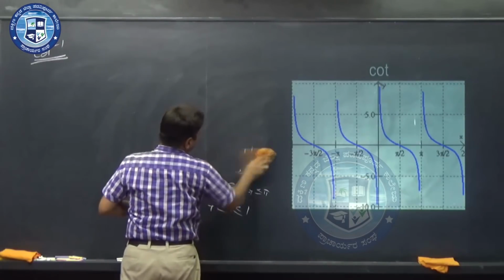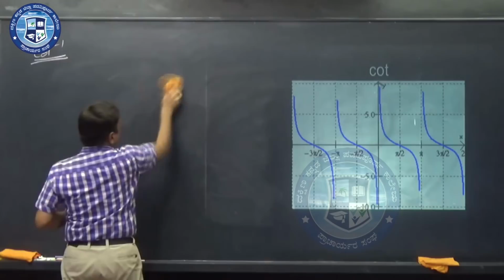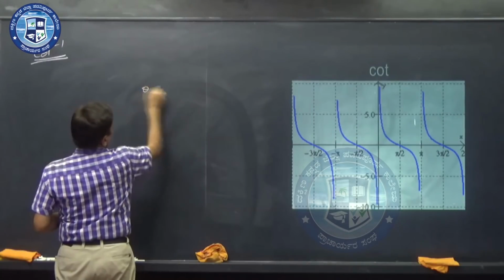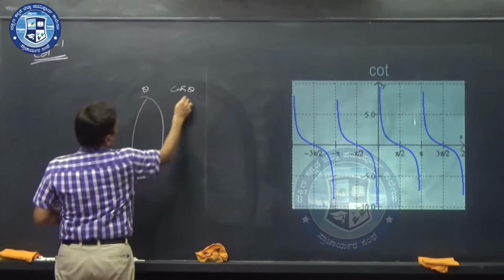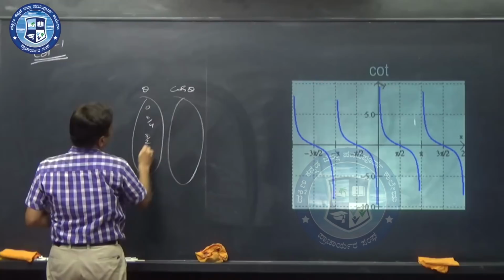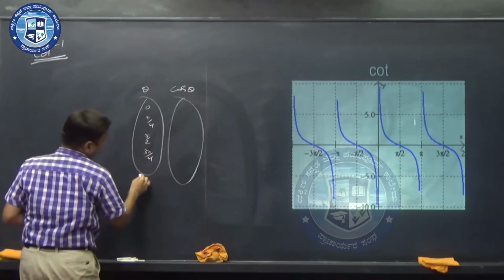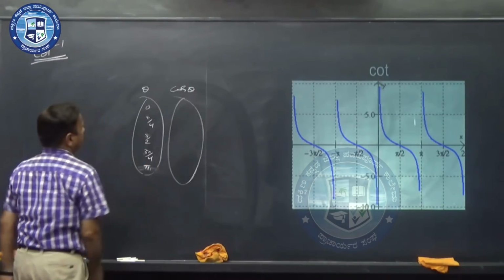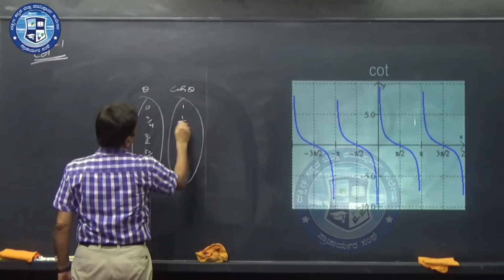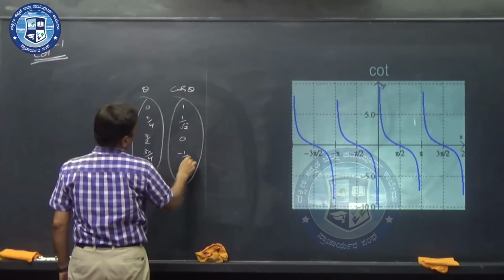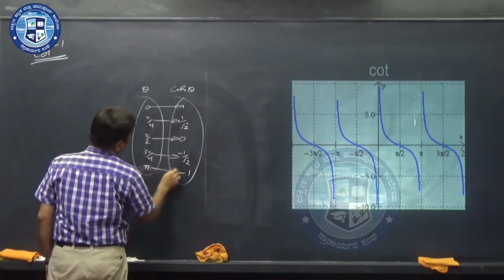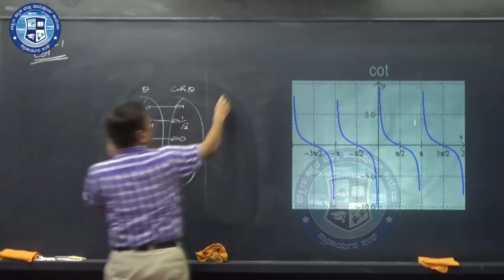Now, if you consider the cos function in the same way, this is theta, this is cos theta. For different angles, if you consider 0, pi by 4, pi by 2, 3 pi by 4, that is 135, and pi, 180 degree, and here 1, then 1 by root 2, then 0, minus 1 by root 2 and minus 1. Cos 0 is 1, cos pi by 4 is 1 by root 2, and here it is bijective, and hence inverse exists.